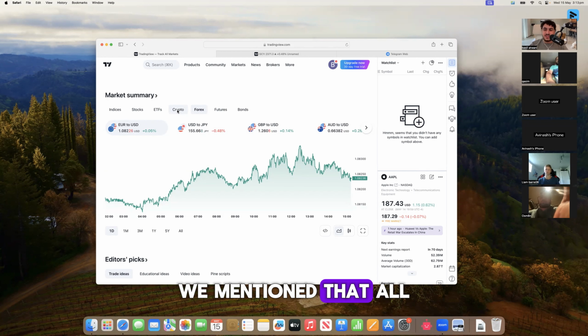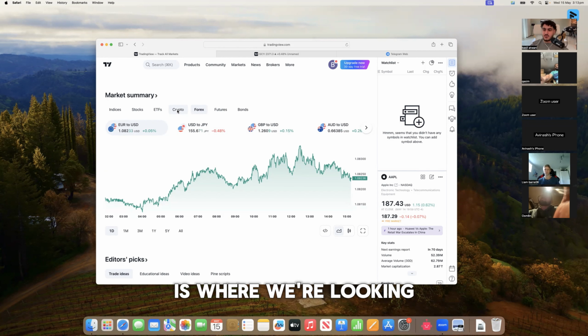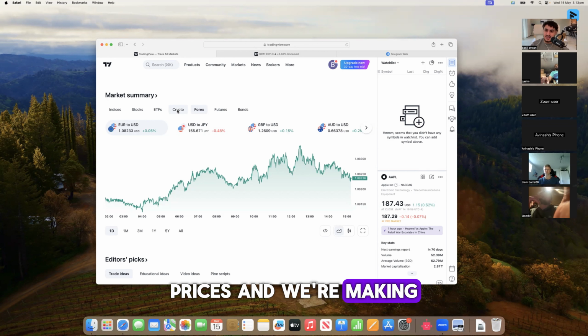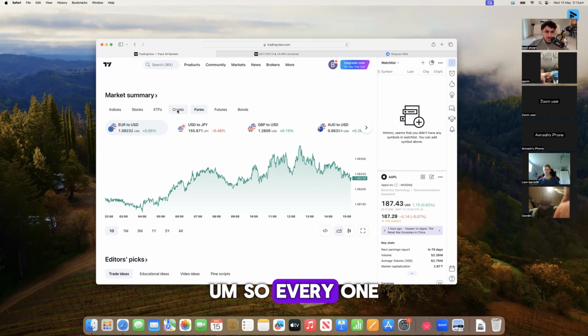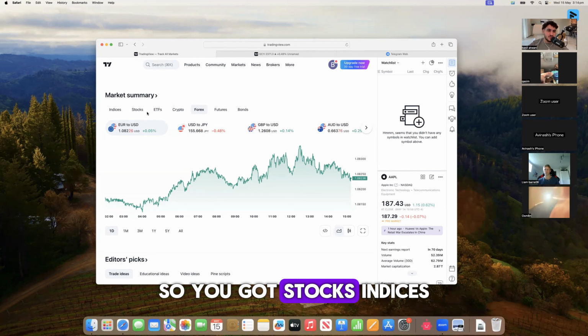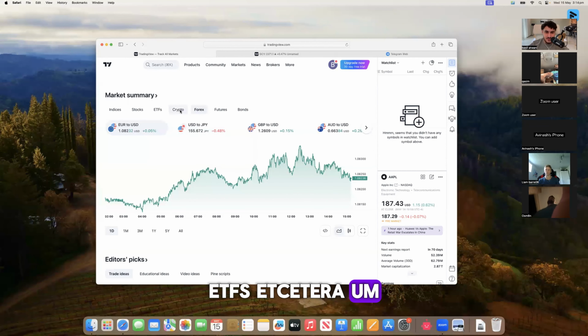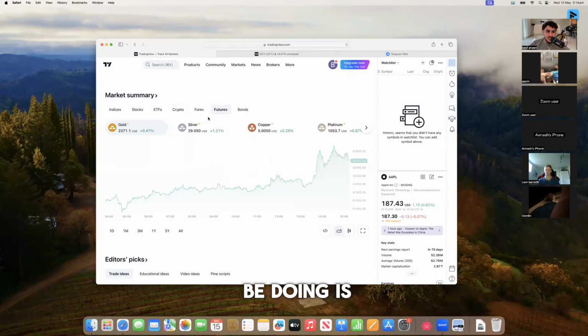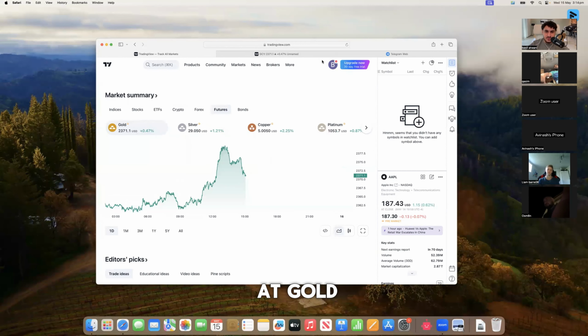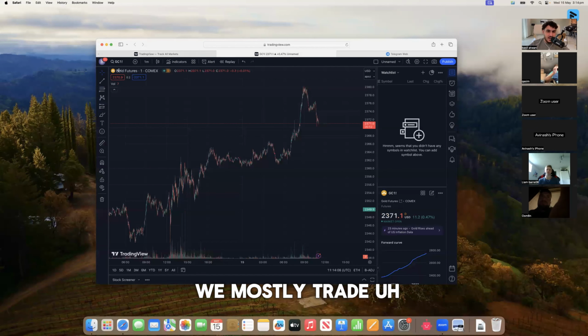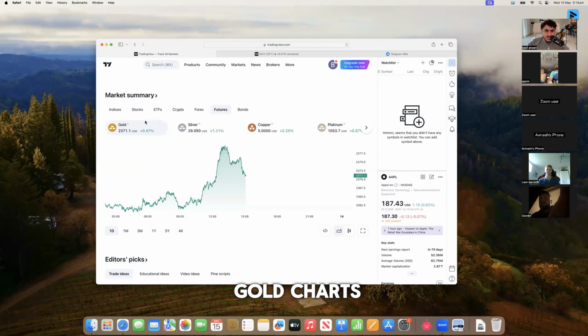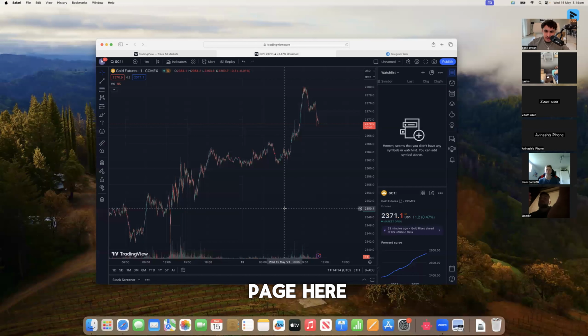So remember at the beginning we mentioned that all trading is we're looking at assets, prices, and we're making money, right? So every one of these is a different asset. So you got stocks, indices, ETFs, etc. What we're going to be doing is we're going to look at futures, and we're going to look at gold, because that's what we mostly trade. And then you're going to open up the gold charts. So we're going to click gold, and then it's going to come up with this page here.